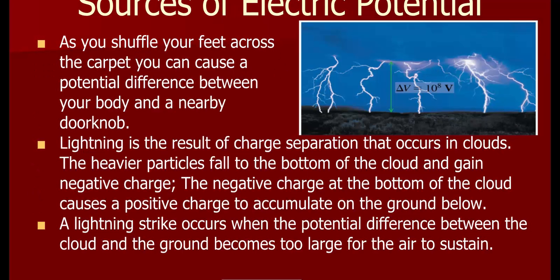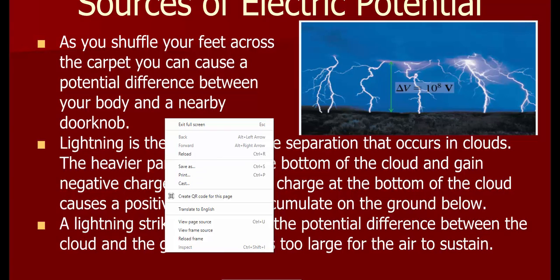Sources of electric potential. As you shuffle your feet across the carpet, you can cause a potential difference between your body and a nearby doorknob. Lightning is a result of charge separation that occurs in the clouds, and heavier particles fall to the bottom of the cloud and gain a negative charge. The negative charge at the bottom of the cloud causes a positive charge to accumulate on the ground below. A lightning strike occurs when the potential difference between the cloud and the ground becomes too large for the air to sustain. And so, I think I've said stuff about this before, I can't remember.